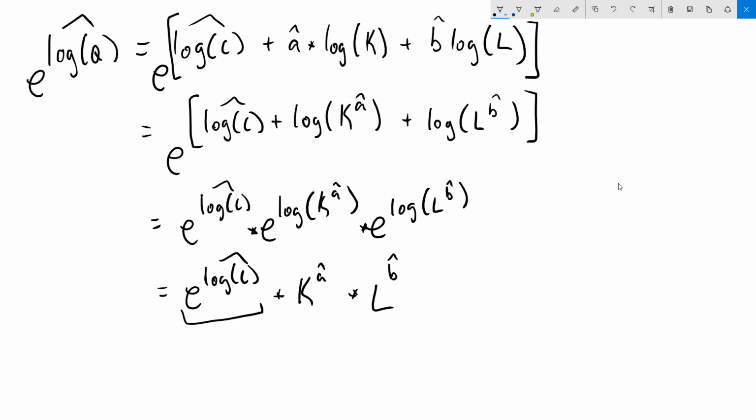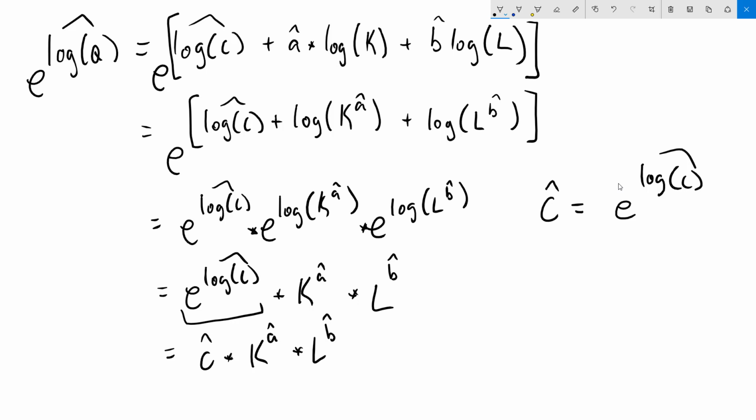So to get our estimate of productivity, c, we're going to define a new estimate, c hat, that's just equal to e to the log of c hat. So you're going to take your intercept term, exponentiate it, and that's going to be our c hat. So we're going to get c hat times k to the a hat times L to the b hat. Remember that a hat and b hat, those came straight from our regression. And then we're going to define our q hat as follows.